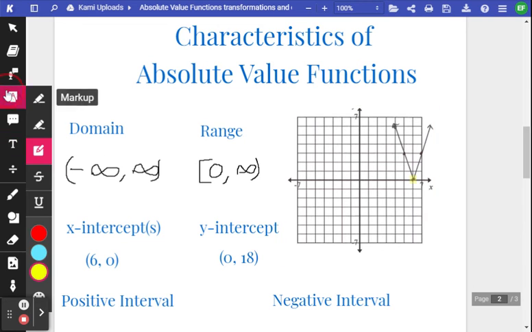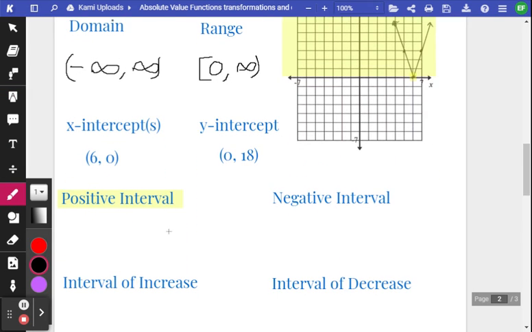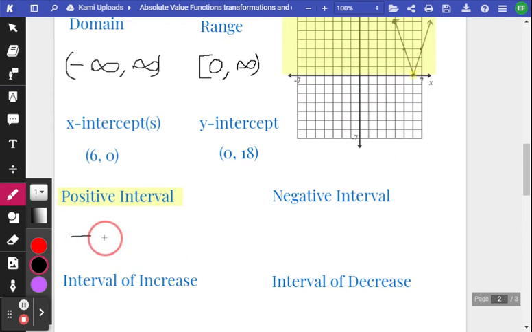If we're speaking to a positive interval, that is the top part of our graph. We have all positive values above the x-axis. Now our function is entirely in the first and second quadrants, entirely above the x-axis. So that means our positive interval is literally the entire function across its domain. So our positive interval is everything. And when we say everything, that means we're talking about negative infinity all the way to positive infinity.